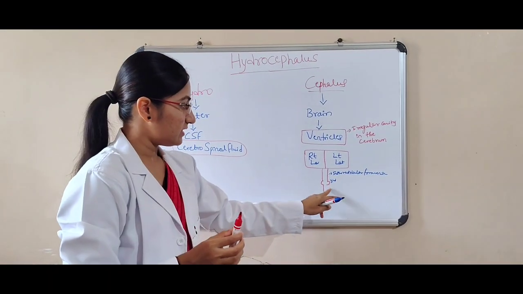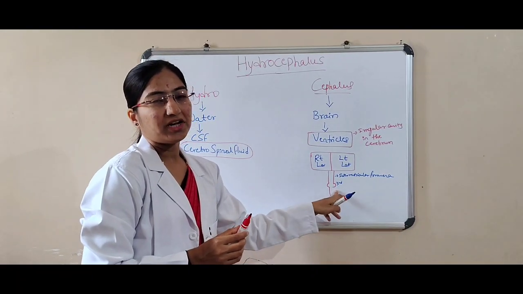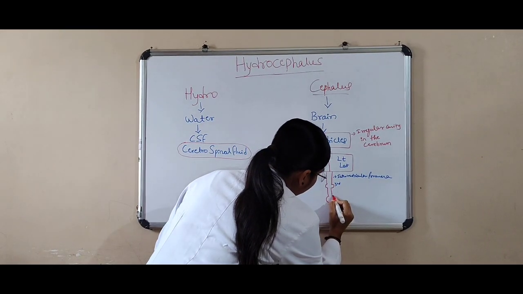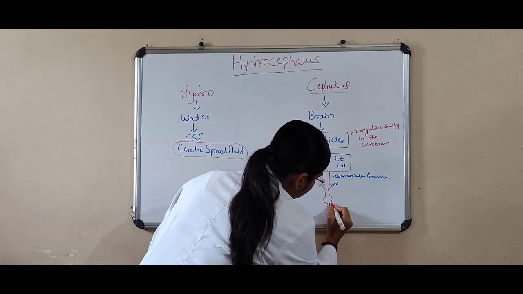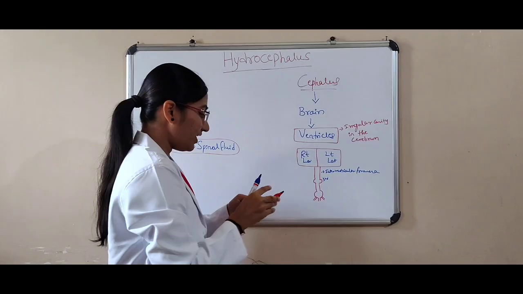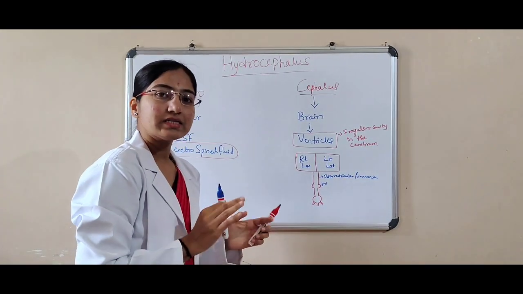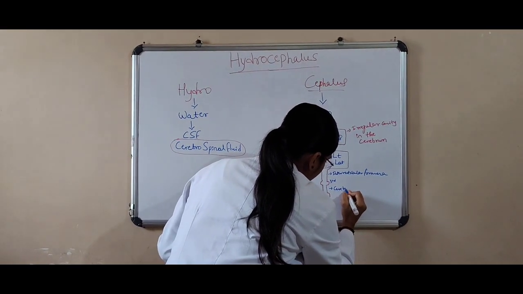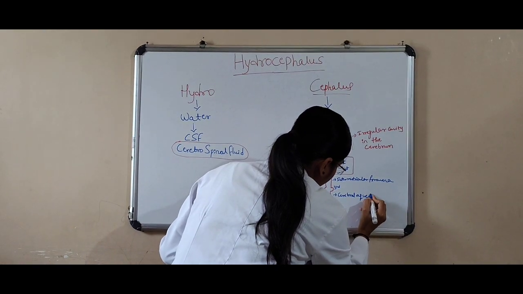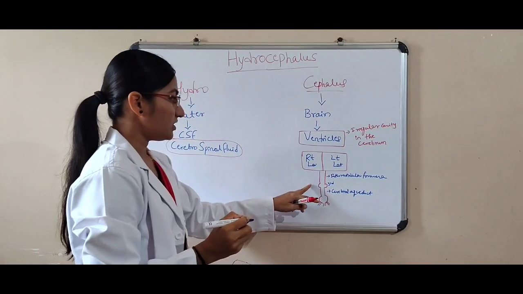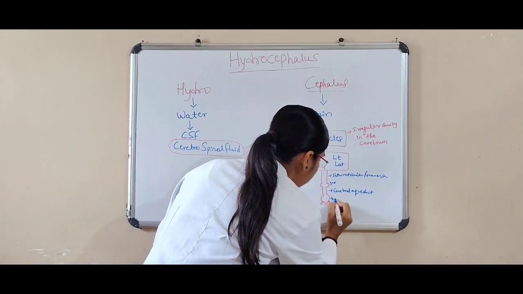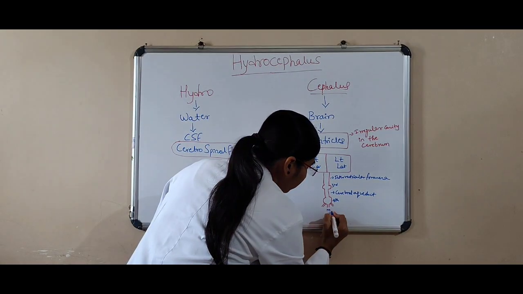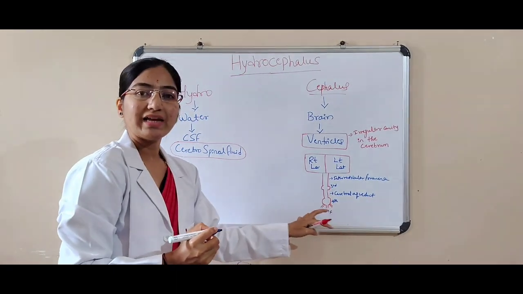And next, the 3rd ventricle communicates with the 4th ventricle through a duct. That duct is called the cerebral aqueduct. Here this one is the 3rd ventricle and this one is the 4th ventricle. This one is the middle foramina and these 2 are the lateral foramina.